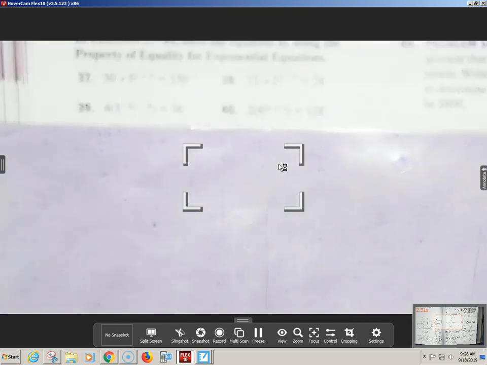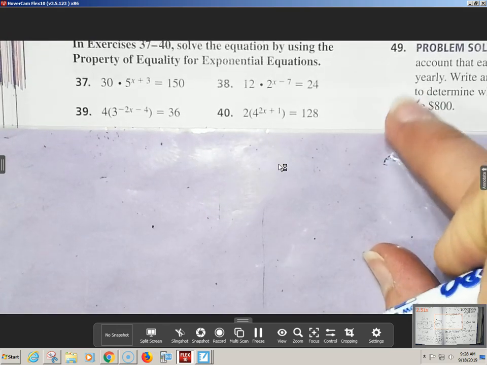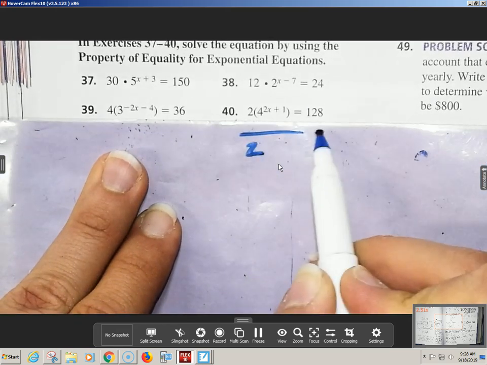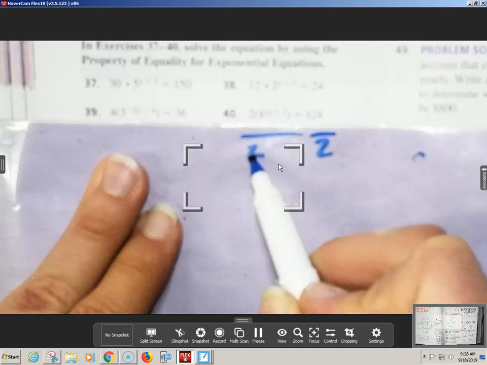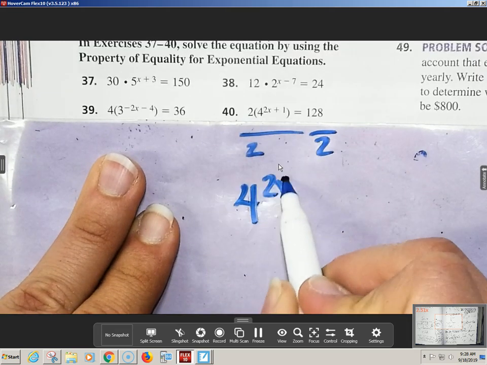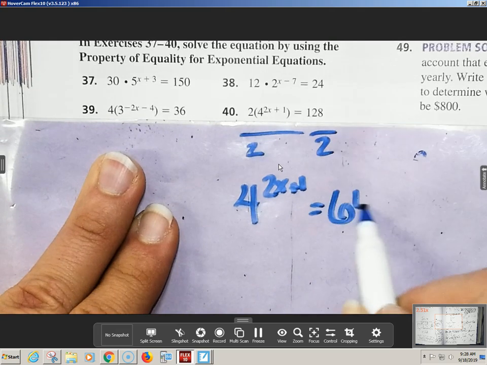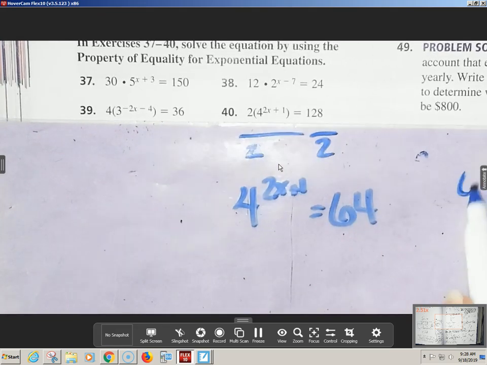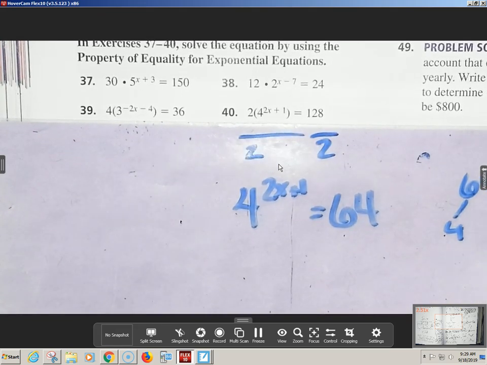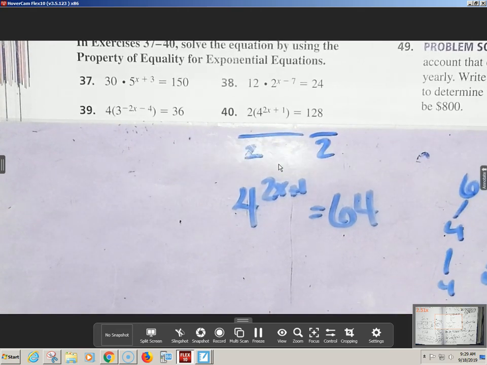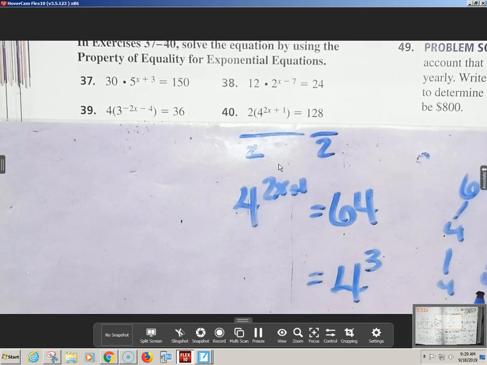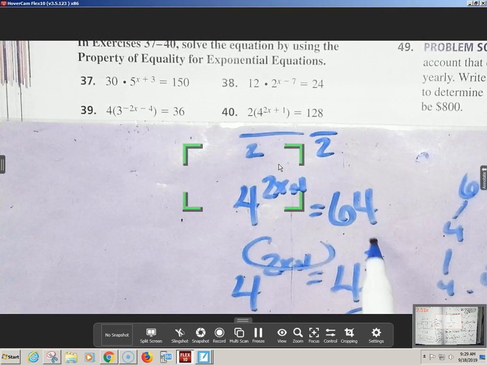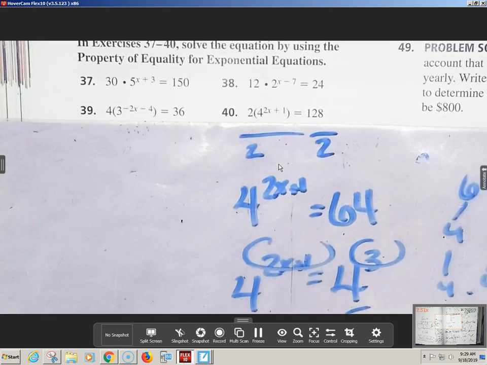So let me just go down to number 40 because someone had a question on that. You want to divide both sides by 2 to get rid of that guy. Now this one, it's not quite as easy as the bases matching, but if I had broken down 64, I could have rewritten him as 4 cubed. And now, Andrew, once again, bases match and I'm good to go. So that key is dividing first.